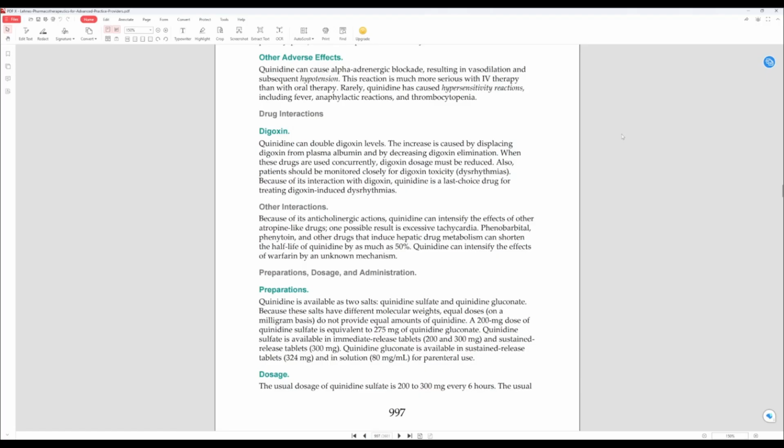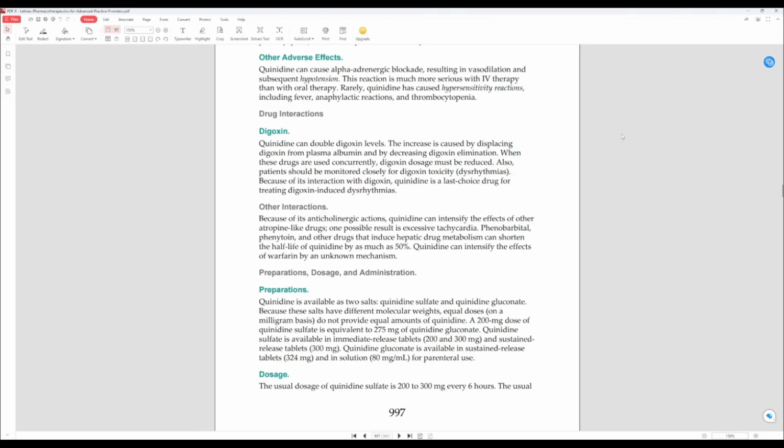Its other interactions. Because of its anticholinergic actions, quinidine can intensify the effects of other atropine-like drugs. One possible result is excessive tachycardia. Phenobarbital, phenytoin, and other drugs that induce hepatic drug metabolism can shorten the half-life of quinidine by as much as 50%. Quinidine can intensify the effects of Coumadin by an unknown mechanism.